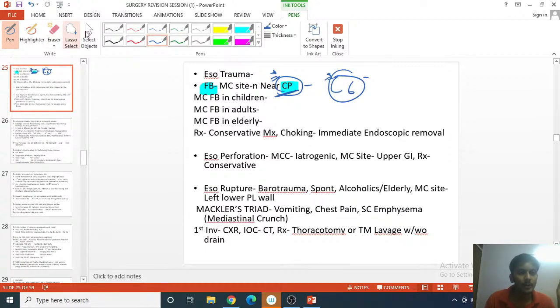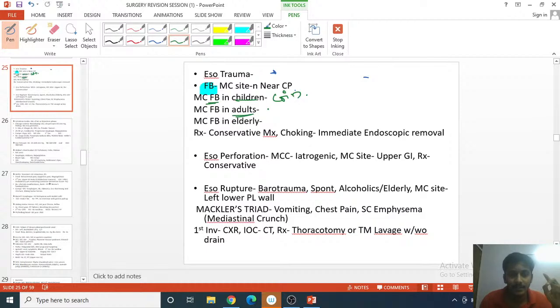Now, most common foreign body which is impacted in children. Anybody? Please answer it. Most common foreign body which is impacted in children is coin. So remember, the most common foreign body which is impacted in children is coin. The most common foreign body which is impacted in adults is your food material. ठीक है, so कोई भी food material, mainly it is your fish bone or another bones, okay, so meat bones वगैरह.